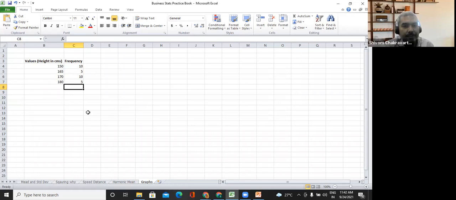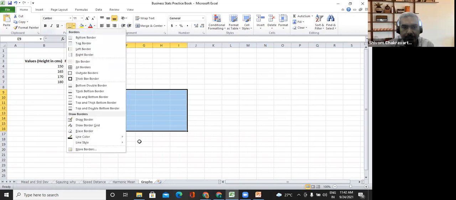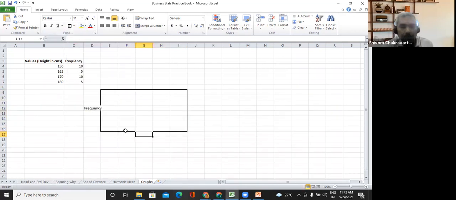A histogram is basically a bar graph. On the y-axis we will take the frequency, and here we will take the variable, that is height. Now draw the box. At which point should it start, and at which point should it end?